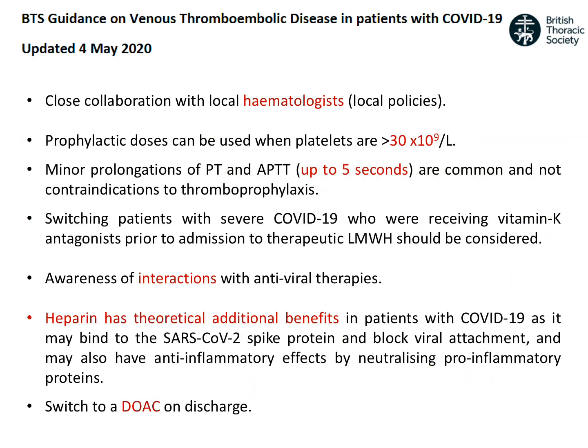They recommended close collaboration with the hematologist, giving the prophylactic doses of anticoagulation down to a platelet count of 30,000, and that minor prolongation of PT and APTT up to 5 seconds is not a contraindication for prophylactic anticoagulation. Those patients who were on therapeutic anticoagulation before admission to the ICU should receive therapeutic anticoagulation.